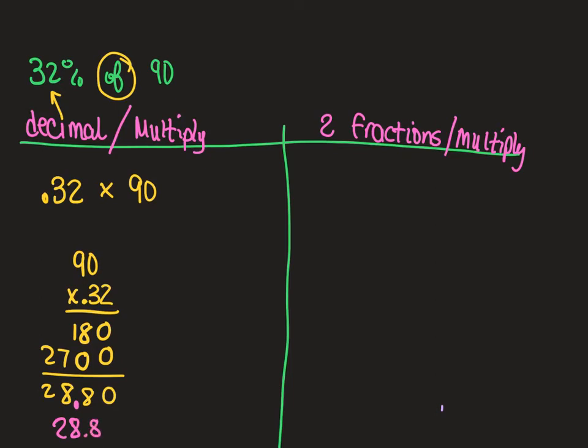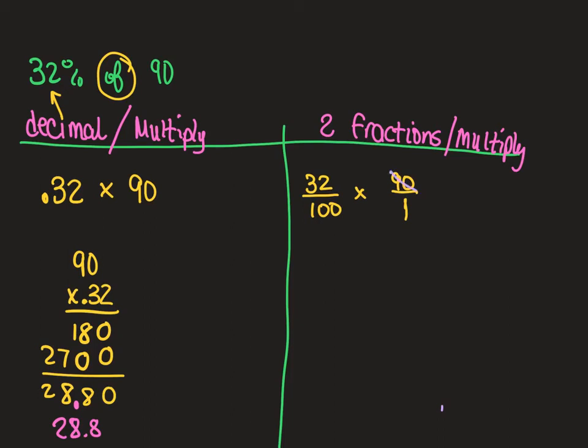Okay, I'm going to come over here and do the two fraction method. 32% is 32 over 100. Percents are always out of 100. Multiply by 90, but that looks kind of weird, so let's put it as 90 over 1. Okay, now I'm going to multiply straight across, unless we want to cross cancel.